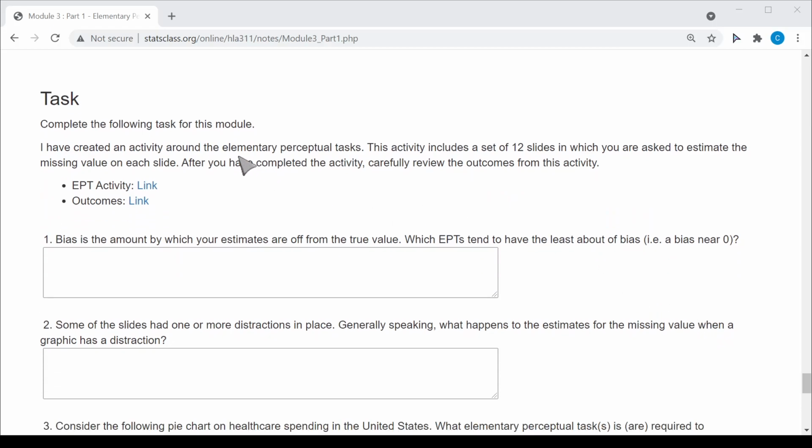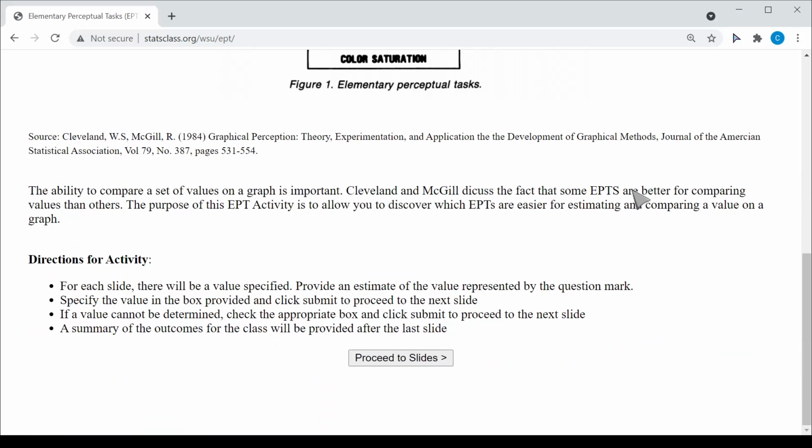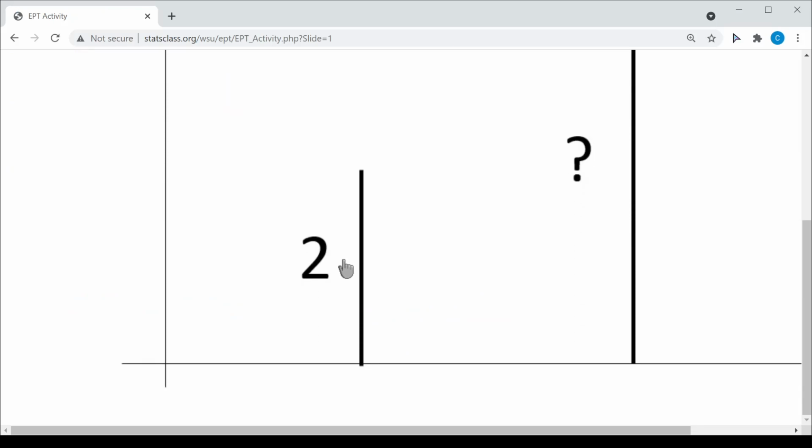Okay, the task for this module is to participate in an activity that I put together for EPTs. If we click on that activity, the first page is just some directions. If you proceed to the slides, you can do this activity. I just want you to estimate these values here.